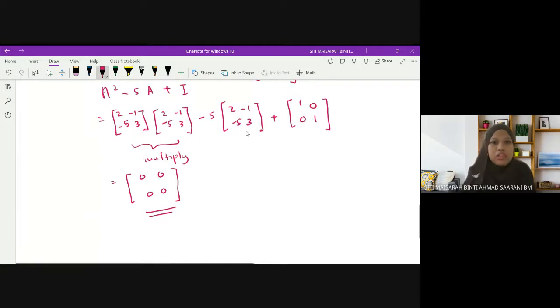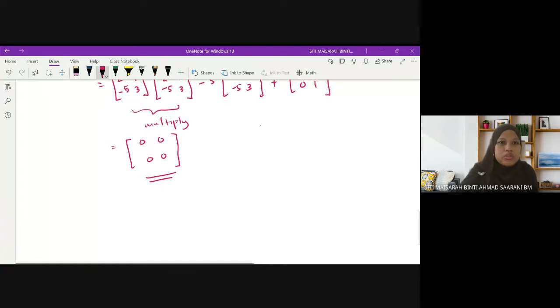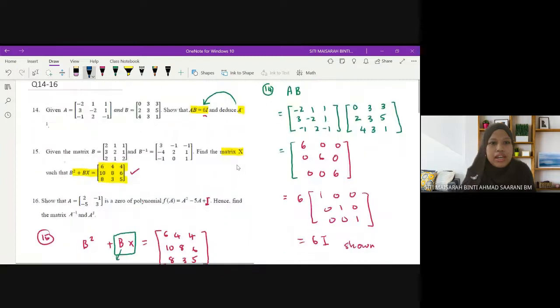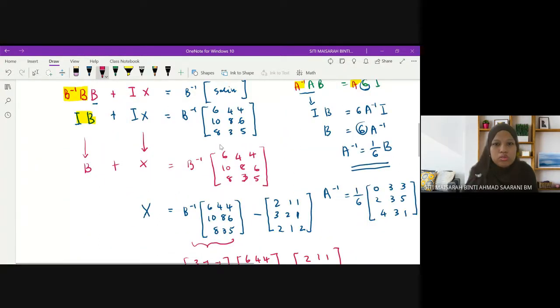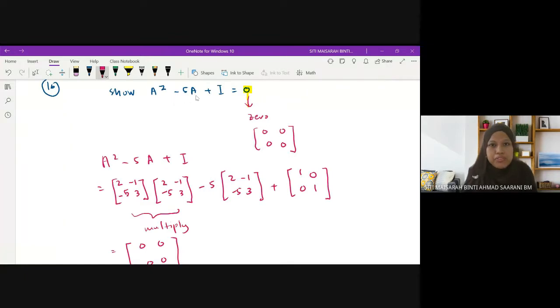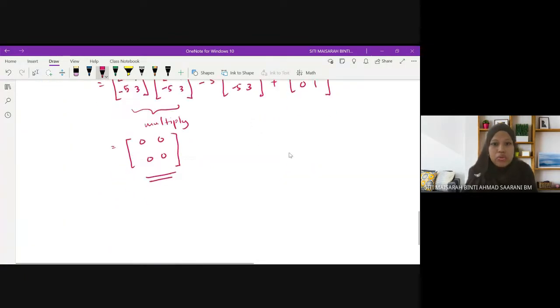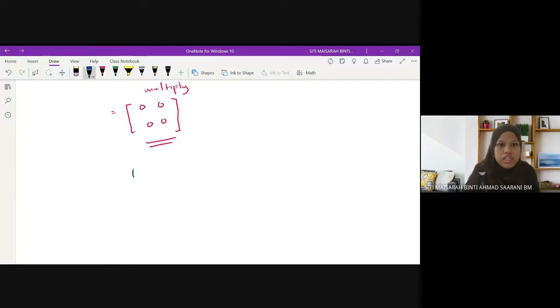Okay, and then yang Meda nak highlight adalah kalau tengok pada soalan, dia ada hence ya, hence find the matrix A inverse, A cube. Ada hence, maksudnya kena pakai yang ini. Suppose kena pakai A square minus 5A plus I equals to 0. Ini adalah equation matrix. So jadi kita nak cari, yang pertama nak cari inverse of A.